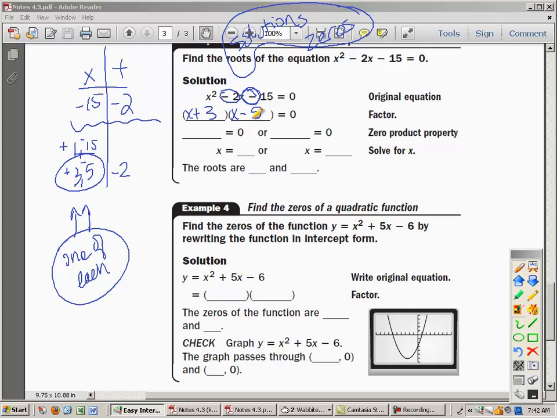And again, if you're not sure, you can always check. This is x squared. This is negative 5x. This is positive 3x, which makes your negative 2x in the middle, and negative 15. So we should be in good shape there.